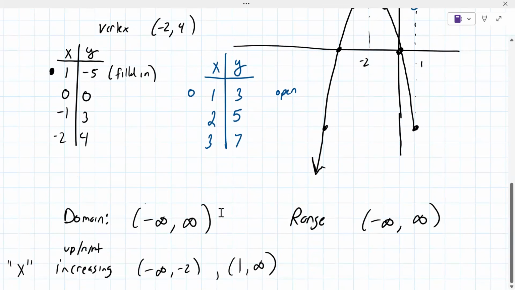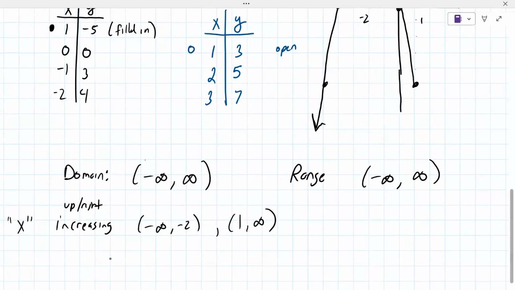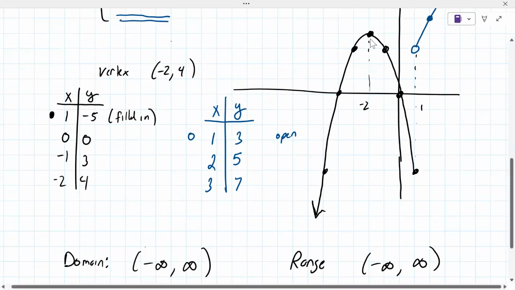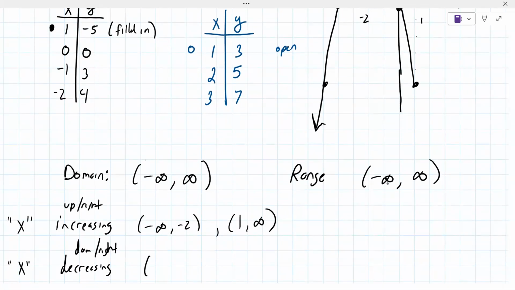And typically, if it's not increasing, it must be decreasing, which is going down and to the right. And again, these are x values. So decreasing is from, again, the x value from -2 all the way to 1. So it's the x values, not the y values. That's where it is decreasing. And you can see that's the gap between these two.